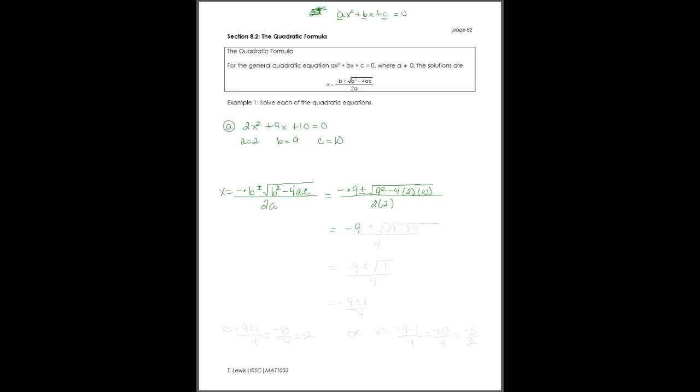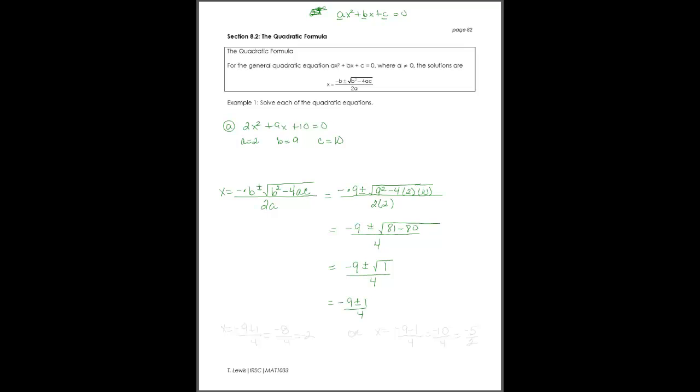So we have negative 9 plus or minus the square root of 81. And then we have negative 4 times 2 times 10. Negative 4 times 2 is negative 8, times 10. We have negative 80, all over 2 times 2, which is 4. We have negative 9 plus or minus the square root of 1, over 4. Take the square root of 1. We have negative 9 plus or minus 1, over 4.